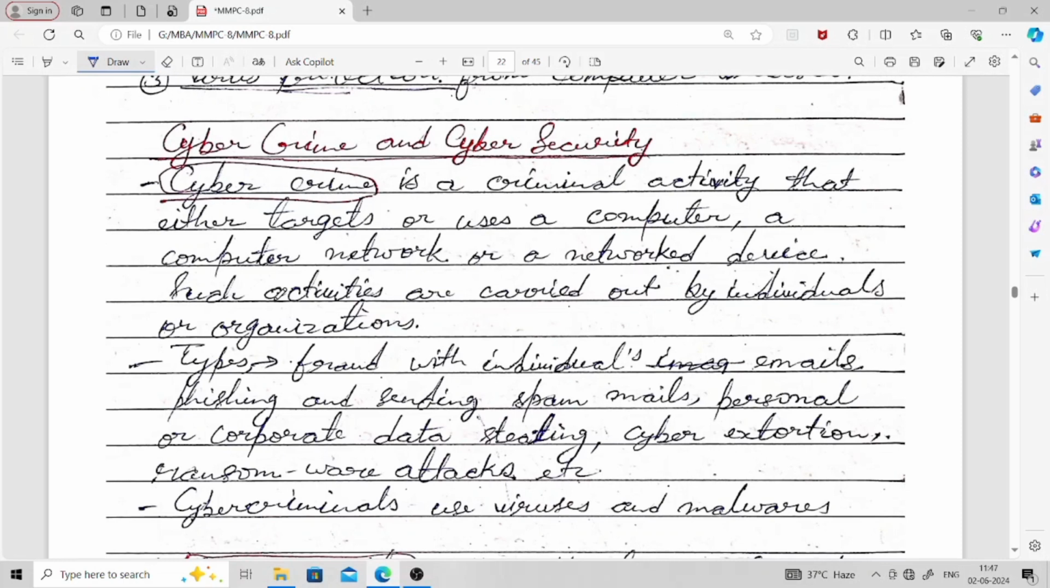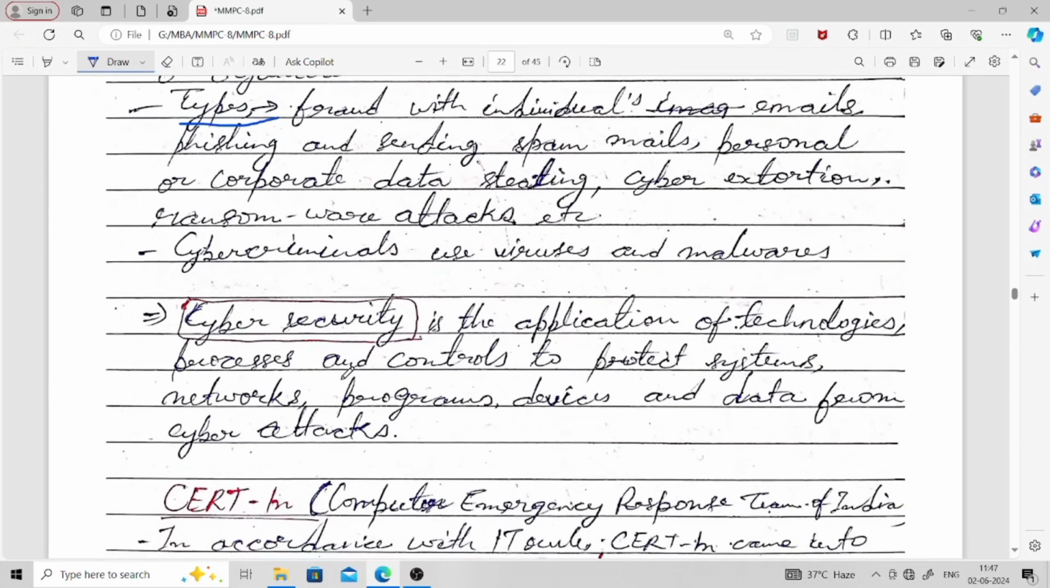Types are given here: fraud with individuals, email phishing, and sending spam emails. So the types of cyber crimes may include fraud emails, phishing, sending spam mails, personal or corporate data stealing, cyber extortion, ransomware attacks, etc. So these are different kinds of cyber crime. Then we have cyber criminals using viruses and malware.